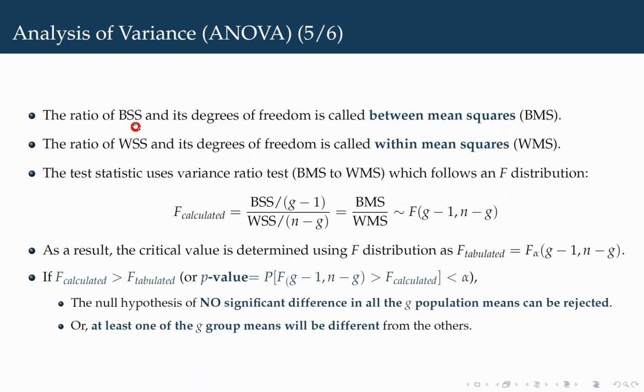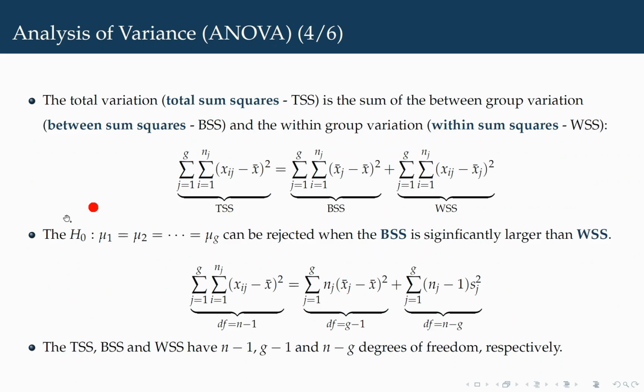The ratio of the between sum square with its degrees of freedom is called between mean square. So here we have this between mean square. The degrees of freedom is g minus 1. Therefore, this value divided by g minus 1 represents the between mean square.